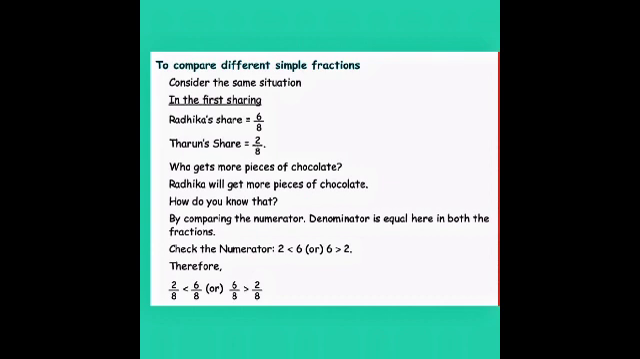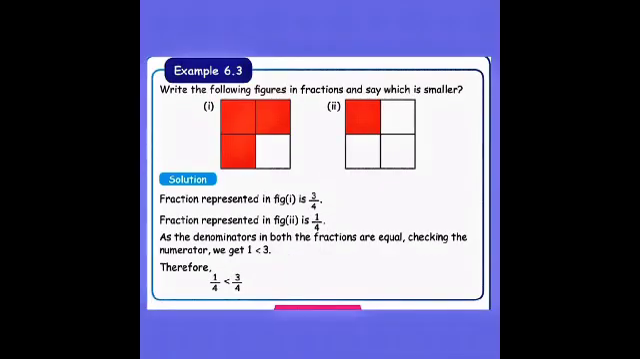Next we'll see example 6.3. Write the following figures as fractions and say which is smaller. In the first square picture, we have 3 parts shaded and 1 part unshaded, which means there are 4 parts in total, and 3 are shaded. So the fraction is 3 by 4. In the second picture, one part is shaded and the other 3 parts are not shaded, which means 1 by 4. Here both denominators are the same, that is 4, so we compare only the numerators. 1 is lesser than 3, so 1 by 4 is lesser than 3 by 4. This is the way we compare fractions.